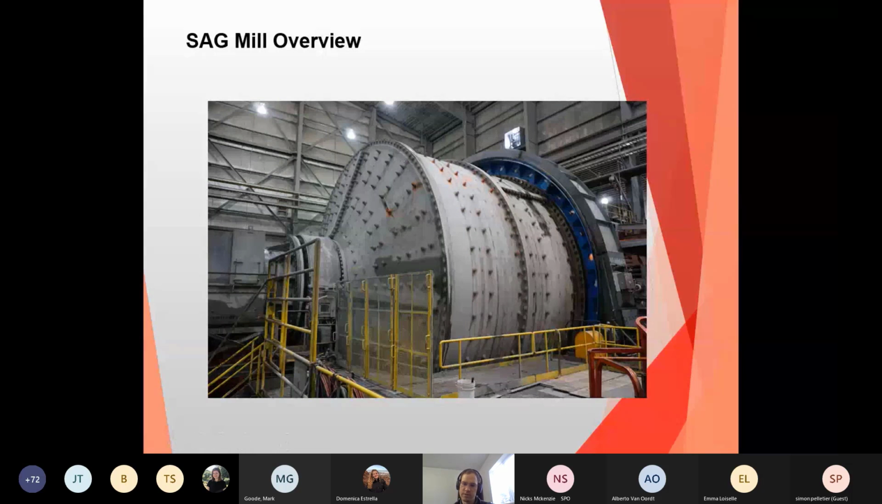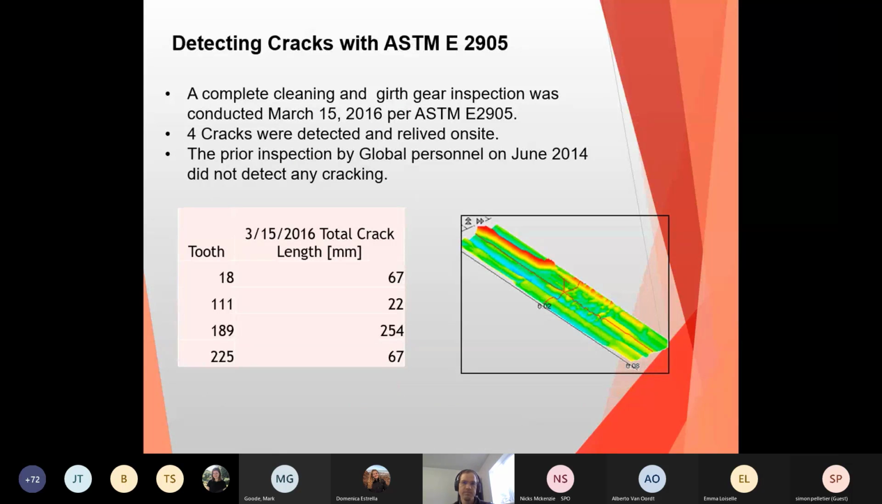So here's a quick overview of a SAG mill. As you can see, it's a fairly large piece of equipment. So right off the bat, the site was doing annual inspections, which was a good task. They were really following the recommended maintenance procedures for this asset.